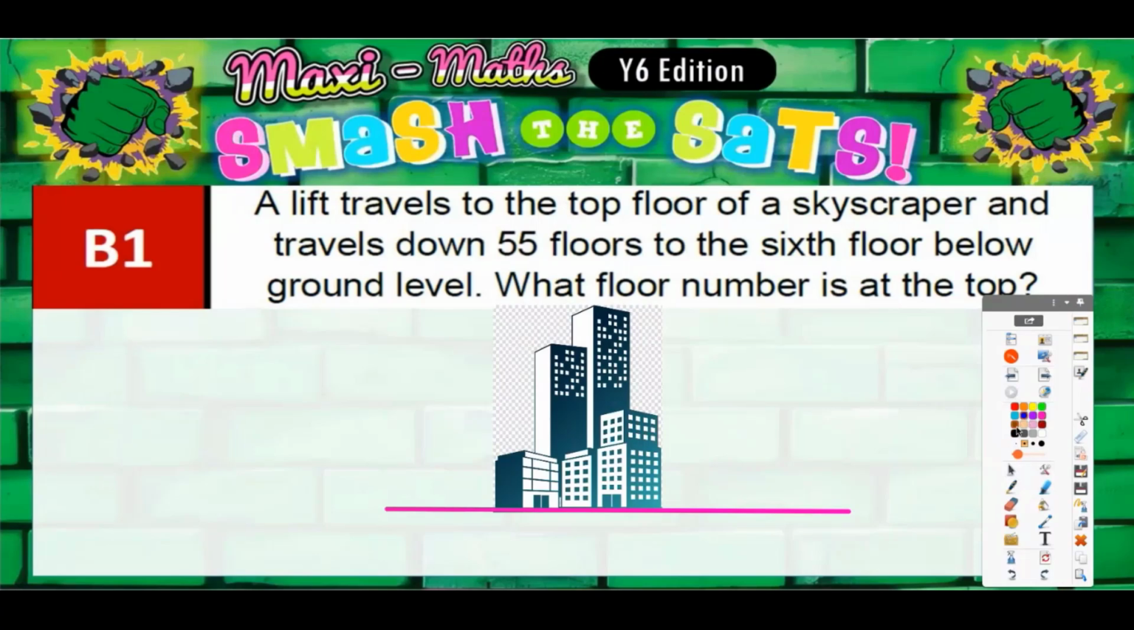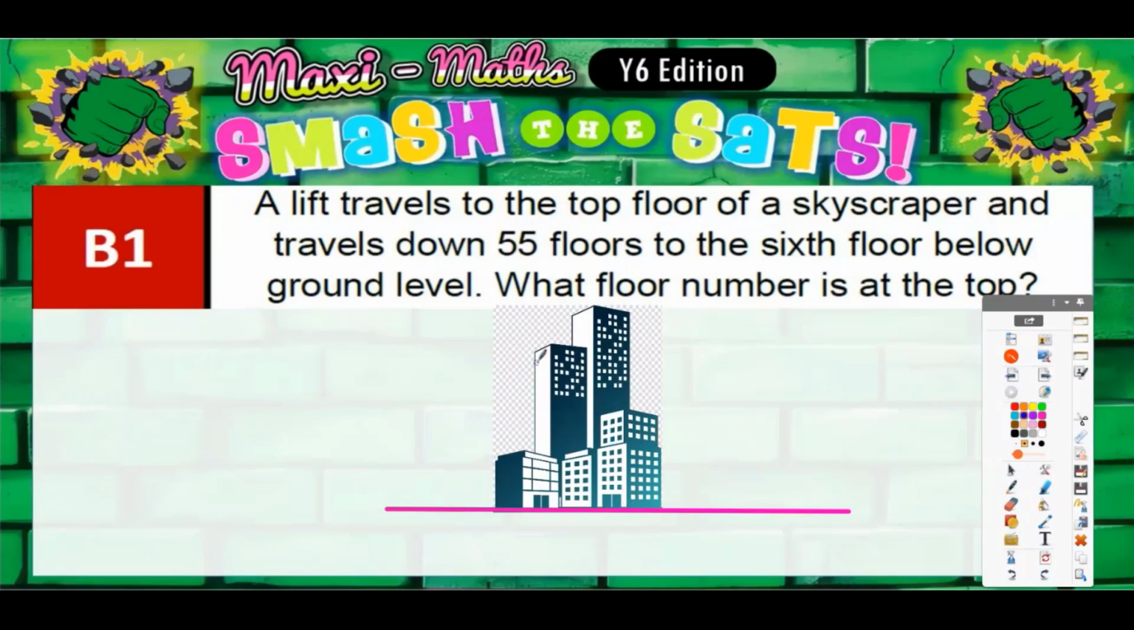Question B1. Now, what's really going to help with B1 is a little sketch of what's going on, which you haven't got on the actual question on the Maximas. So, if we've got a lift traveling to the top floor of a skyscraper, and then it travels down 55 floors to the sixth floor below ground level, what floor number is at the top?